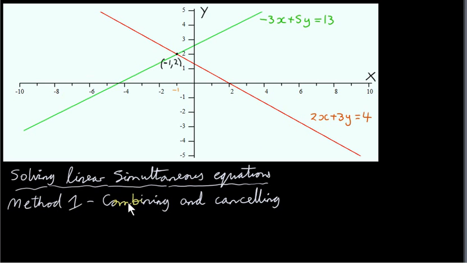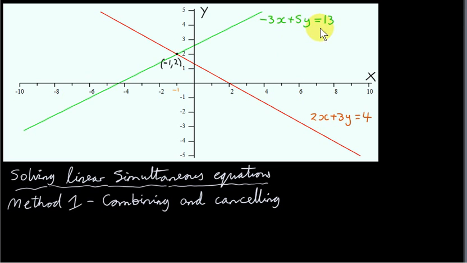The first method is what I could call combining and cancelling. That is, we combine the two equations together in such a way that we cancel either the x terms or the y terms. To do that, we may have to take a multiple of one equation and add it onto a multiple of the second equation. For example, to cancel the x terms, we would have to turn this term into minus 6x and turn this one here into plus 6x, so that when we combine the equations, in other words add them, the x terms will cancel out. Minus 6x plus 6x gives 0.